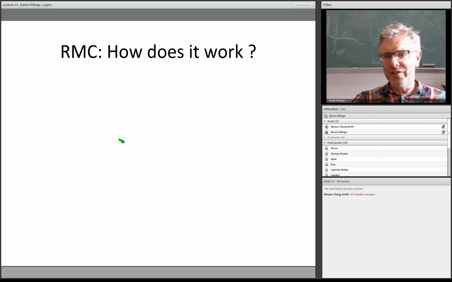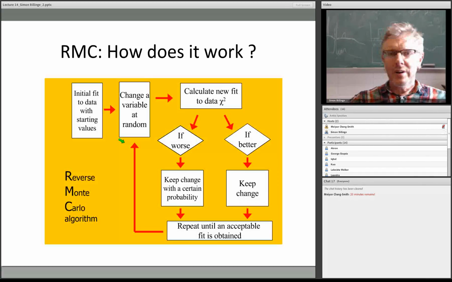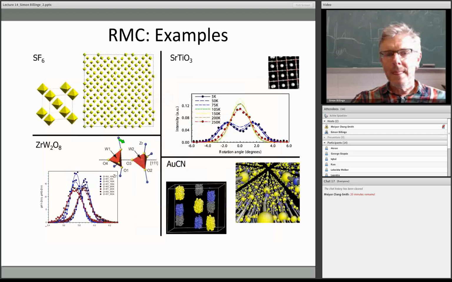Alternative approaches that we're not doing but are available is RMC, reverse Monte Carlo, where you use a simulated annealing algorithm to get a large box of atoms to agree with the data. These are some RMC examples that come from my colleague, Dave Keen in the UK.